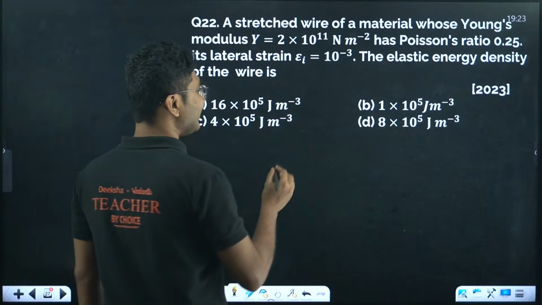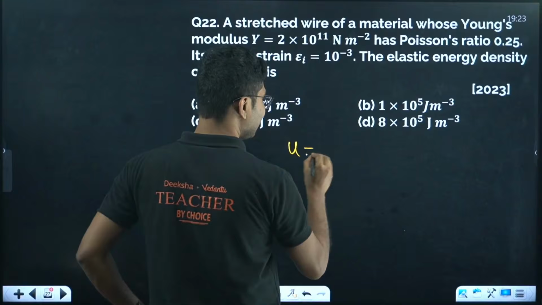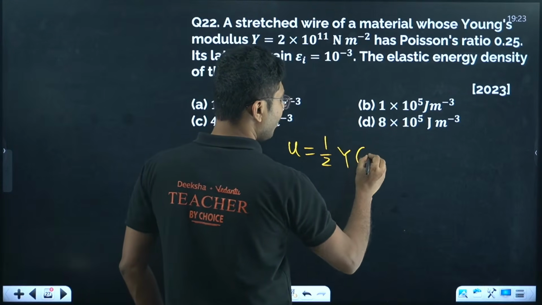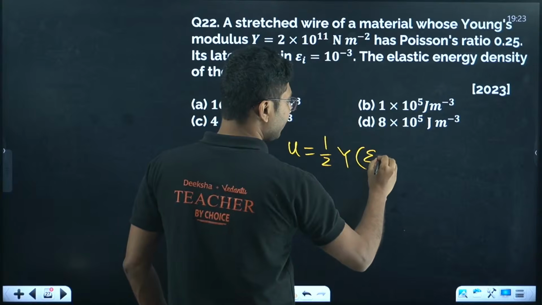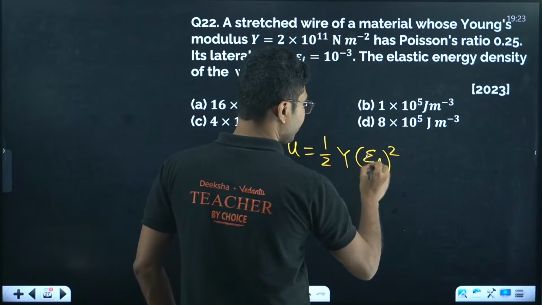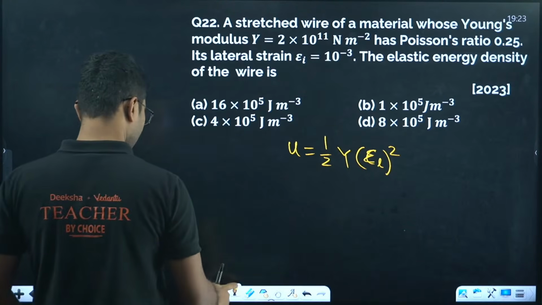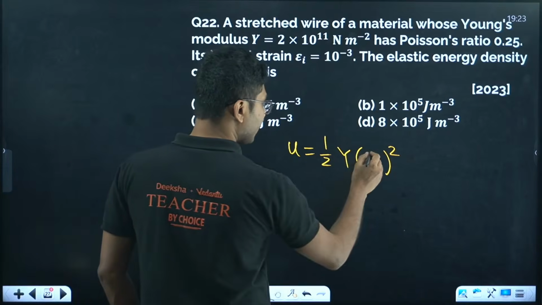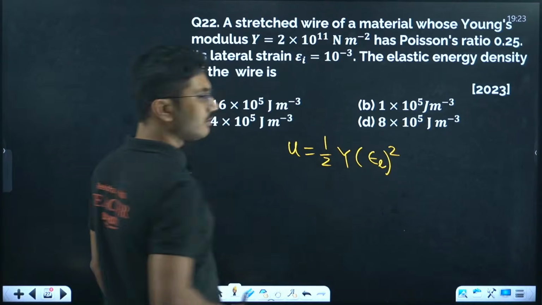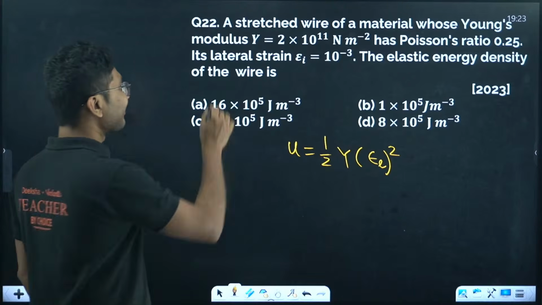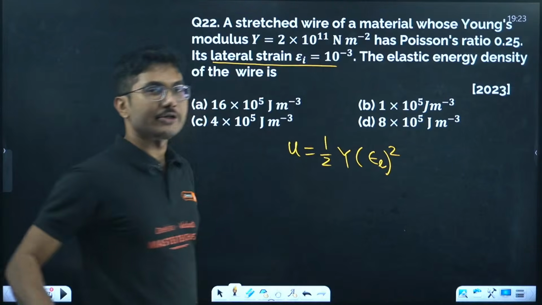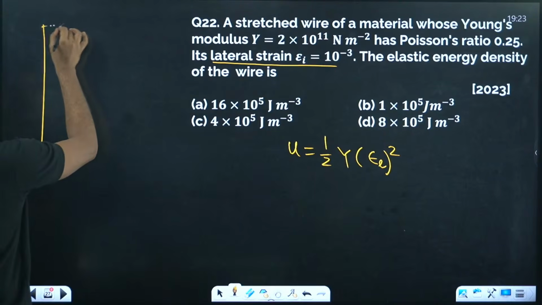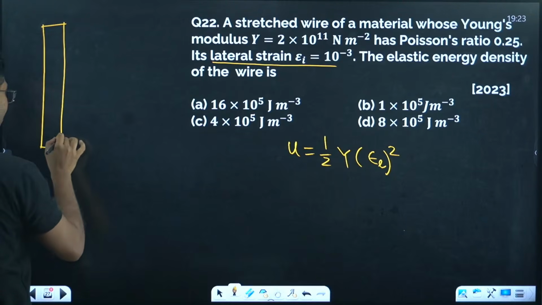So energy density is given by, what is energy density? The formula is Young's modulus into longitudinal strain square. Now if you see in the question, longitudinal strain is not given. Here lateral strain is given. Now what is Poisson ratio? First of all, let us understand that. As I mentioned during the lectures, we will explain the theory portions as well.